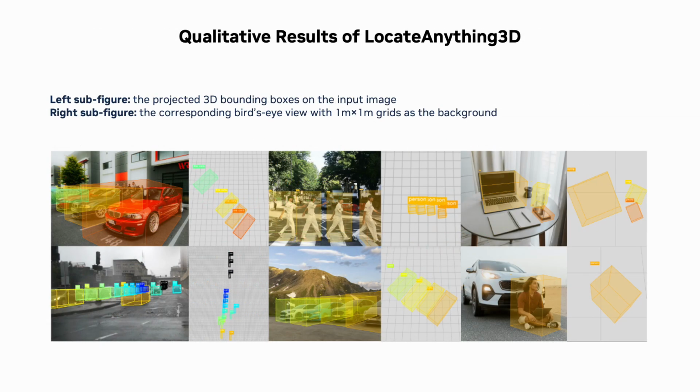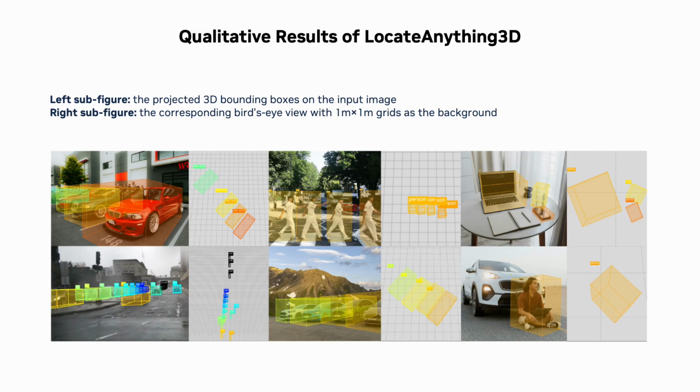Here are some representative predictions. The left of each pair shows projected 3D cuboids on the input image. The right shows a bird's eye view on a 1-meter grid. The turbo color map encodes depth. The model handles occlusion and truncation and maintains scale and orientation consistency across repeated objects, visible in the multi-car and multi-person examples.